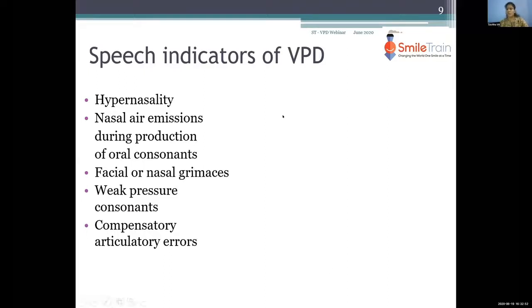So what do we look for when we're looking at velopharyngeal dysfunction? Usually, we would see a combination of the symptoms that I have listed here. There will be a combination of at least two or more of these symptoms, including hypernasality, nasal air emissions during production of oral consonants, facial or nasal grimaces, weak pressure consonants, and sometimes the presence of compensatory articulatory errors. Now we will go into each of these one by one. The signature characteristic for velopharyngeal dysfunction is hypernasality. Sometimes you may find hypernasality along with hyponasality if there is anything causing an occlusion in the tract, like tonsillitis, for instance. But predominantly what we notice is hypernasality.